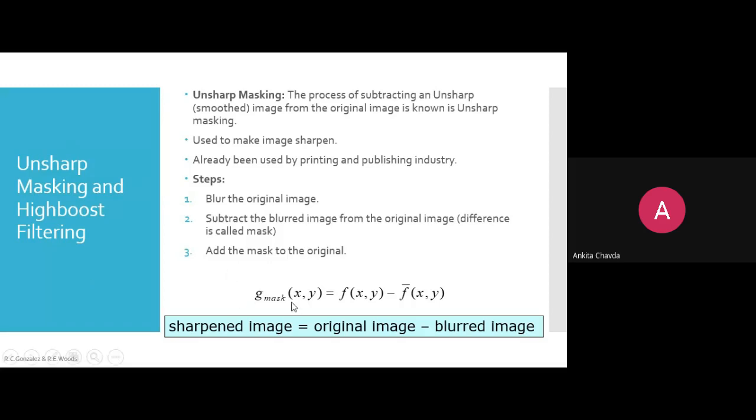How do we do this? g_mask(x,y) equals f(x,y) minus f'(x,y). This f' is your blurred image, and f(x,y) is your original image. What you get is the sharpened image after adding this mask to your original one. So mask equals this difference, and at last I'll get the final sharp image.